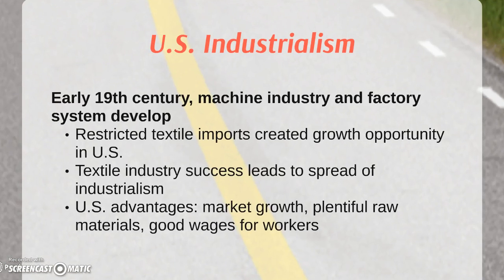The Industrial Revolution came very quickly to the United States, and the United States followed closely behind Great Britain and eventually caught up. Early in the 19th century, the machine industry and factory system developed in the United States. Much of the technology was borrowed from Great Britain. The United States had a protectionist economy at that time, restricting textile imports, which helped protect the incipient U.S. industry for textiles and created growth opportunities in the United States. The textile industry successes led to the spread of industrialism in the United States. The United States had several significant advantages. It had a huge internal market, plentiful raw materials, and it provided good wages for workers.